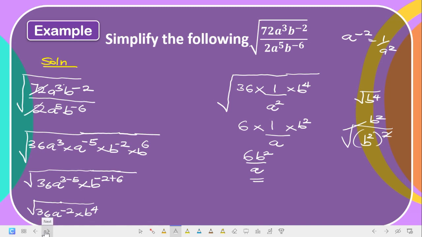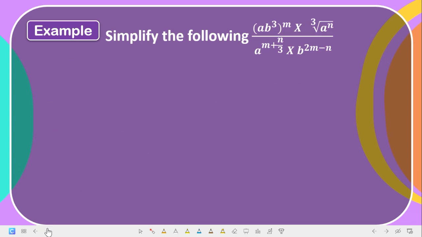Let's go to the next question. The next question says, simplify the following: (ab)^3 times the cube root of a^n, all over a^(m+n)/3 times b^(2m-n). Now, if you have something like this, how do you solve it?